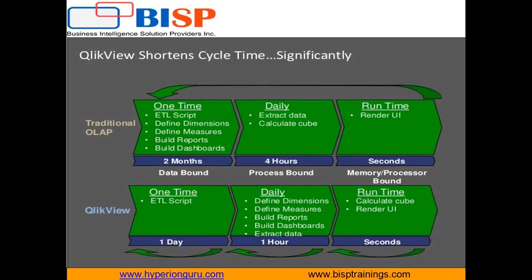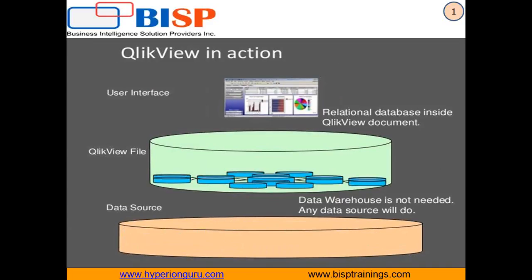Okay, so now let us see QlikView in action, and what QlikView is all about. If you see here, we have three sections. One is the data warehouse that contains various dimensions and facts and the required information and data. Next is the QlikView file and the user interface. So this is the first level. Second level, just watch what is happening. Whatever information is there in the data warehouse, we're directly pushing it onto the QlikView file. And now the relational database sits inside the QlikView document. So we don't need the data warehouse throughout the application lifecycle.